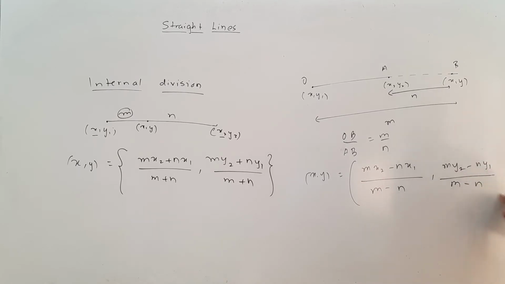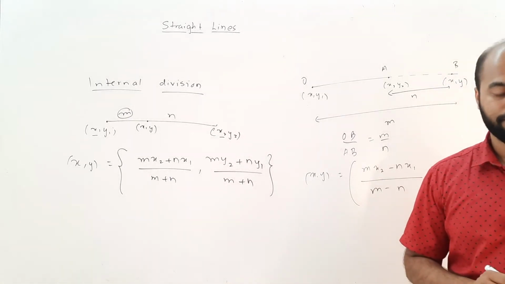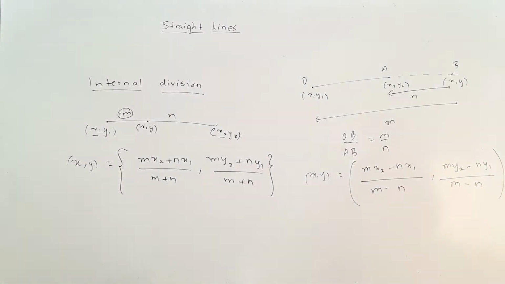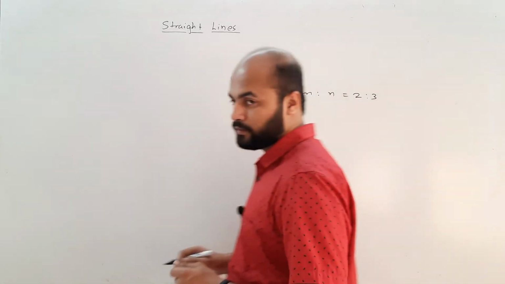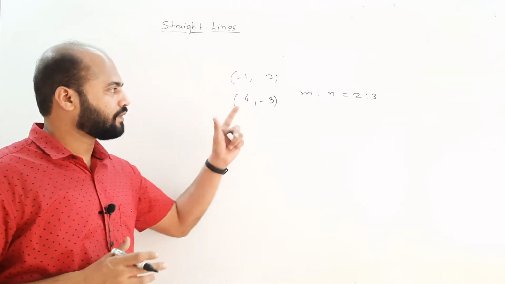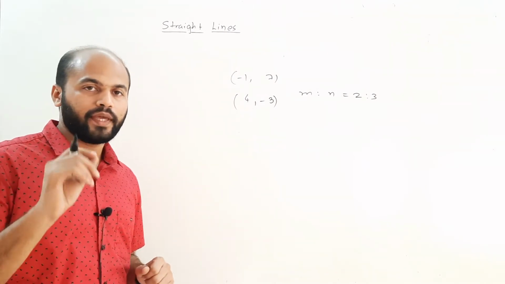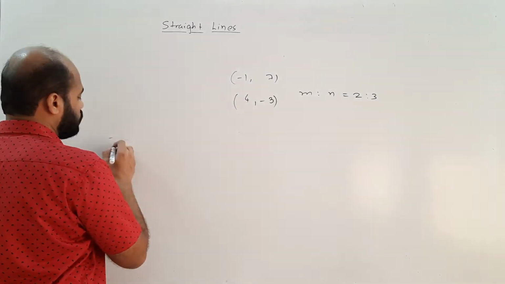Let's solve some problems based on this concept so that the application of the formula is clear. Now here is a problem which states that there are 2 points and the line segment which connects these 2 points is divided in the ratio 2:3. We have to find that particular point which divides it in the ratio 2:3.